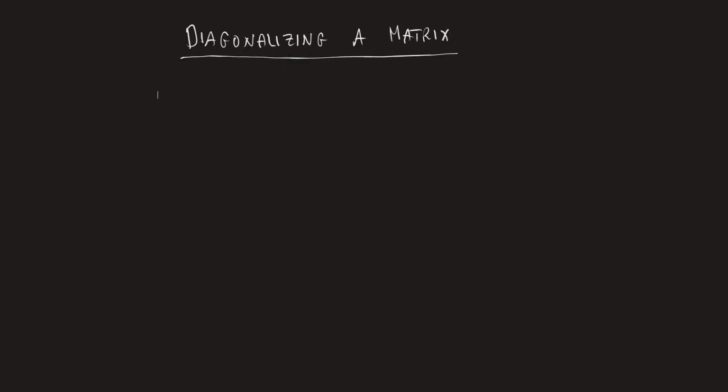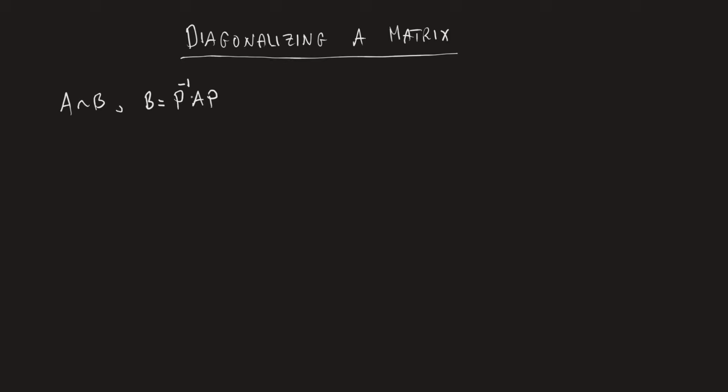In this video, we're going to look at a concrete example of diagonalizing a matrix. Now, let's just remind ourselves what that means. First of all, let's step back to the concept of a similar matrix. So we would say A is similar to B if and only if B can be written like this.